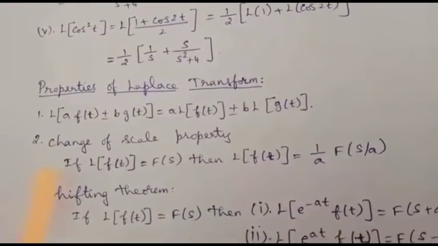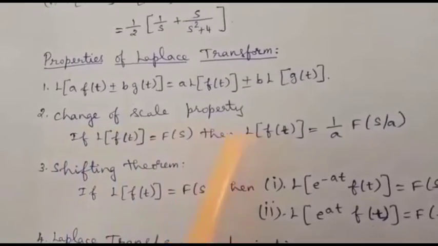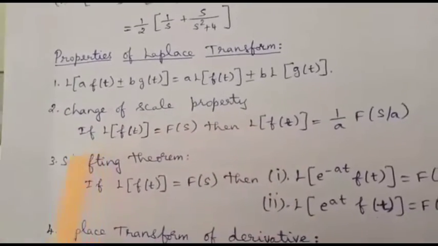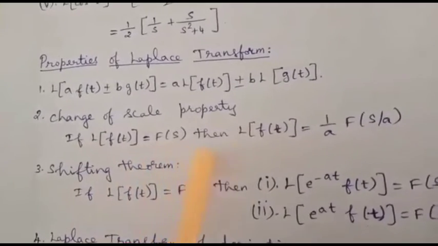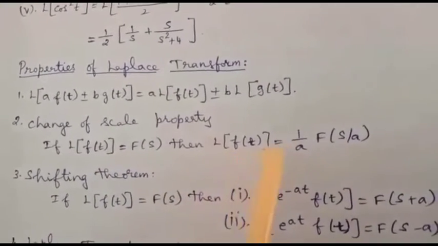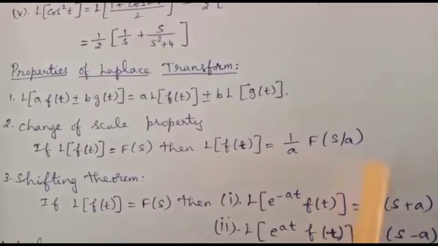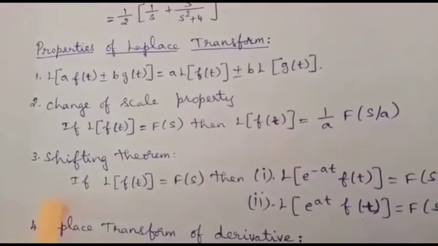g of t. Then the second property is the change of scale property. The statement of the change of scale property is: if Laplace transform of f of t equals capital F of s, then from that we are getting L of f of at equals 1 by a into capital F of s by a. Then the third property is the shifting theorem.